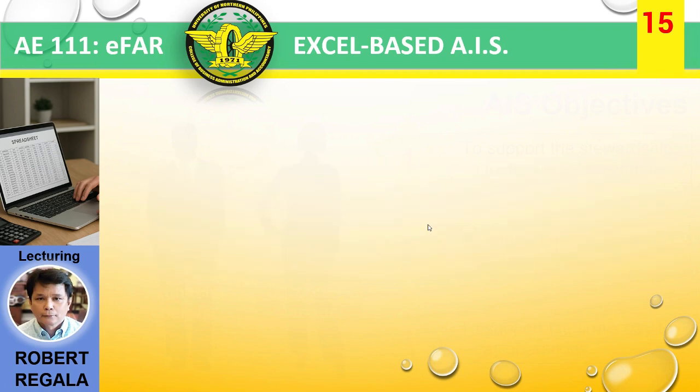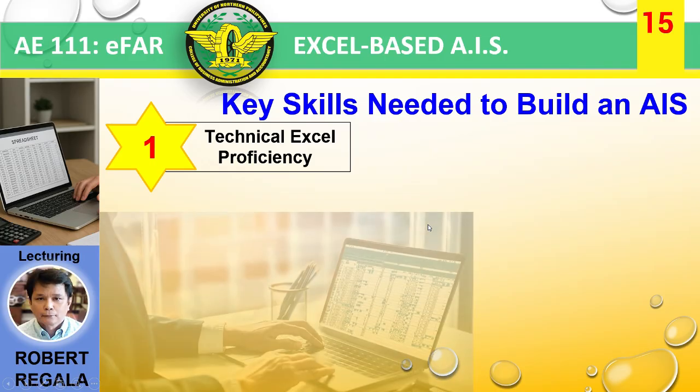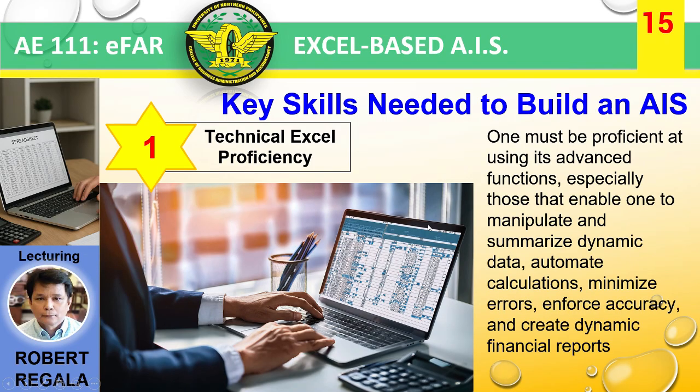For one to be qualified to design and create an information system, what are the necessary skills and characteristics he needs to possess? 1. Technical Excel proficiency. If one wants to use Excel as an AIS, he has to be proficient at using its advanced functions, especially those that enable one to manipulate and summarize dynamic data, or data that changes due to new incoming data, new type of transactions, or updates to reference files that changes the values of data.